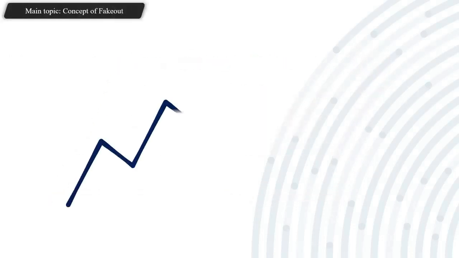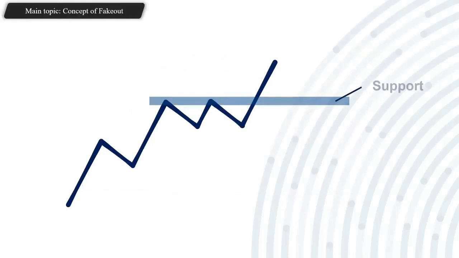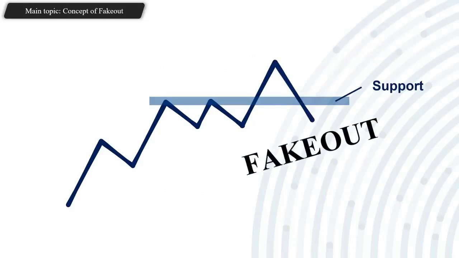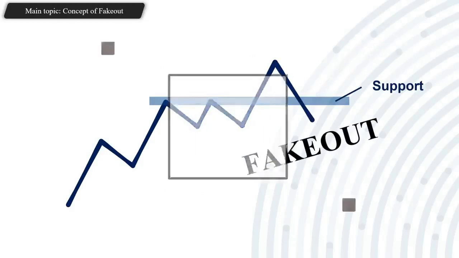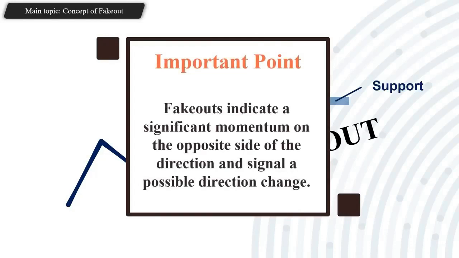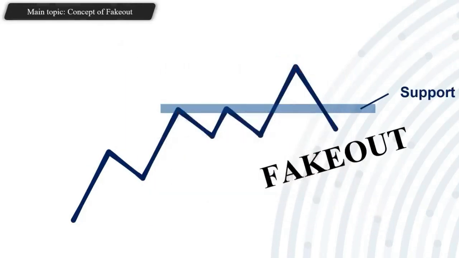Imagine we are in an uptrend, and the market breaks through a resistance level. So, if the market returns to this area, resistance becomes support, and we expect rejection. But if the market breaks right through, we call this a fakeout, and it indicates a significant momentum on the opposite side of the direction and signals a possible direction change.